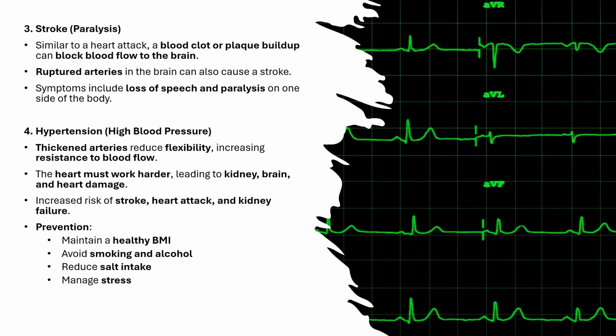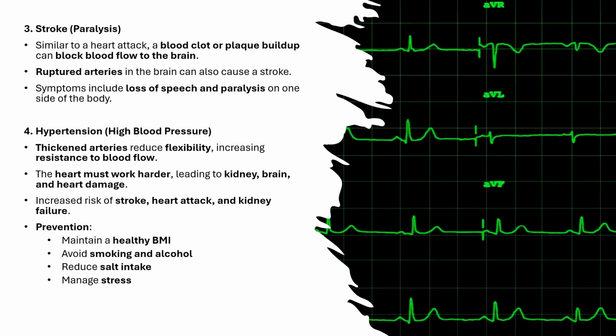And the other one is stroke, or else paralysis. So similar to a heart attack, a blood clot or a plaque buildup can happen in any of the arteries taking blood to the brain. So if it causes some sort of a block of blood flow to the brain, or else it can be even caused by ruptured arteries in the brain, a stroke can happen, and a stroke results in symptoms such as loss of speech and also paralysis on one side of the body.